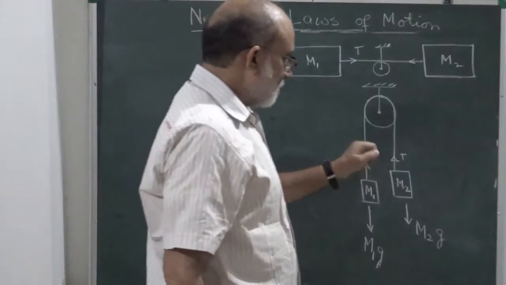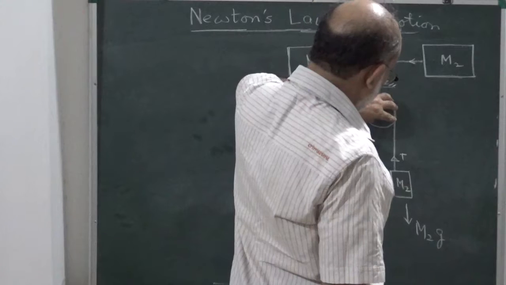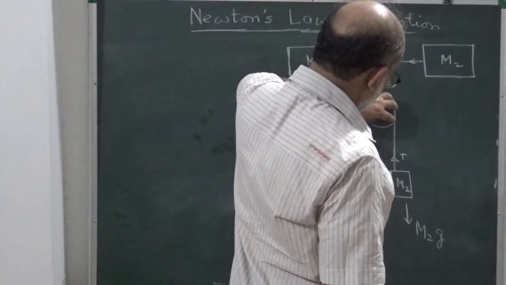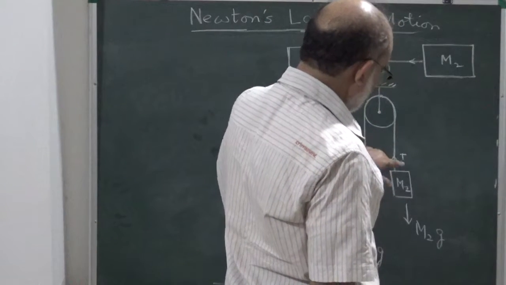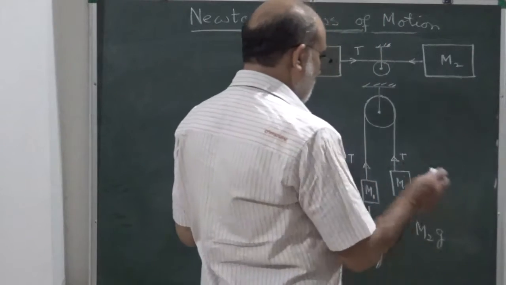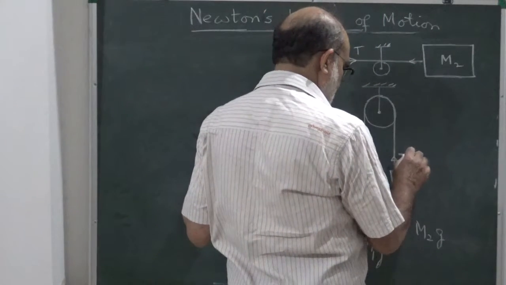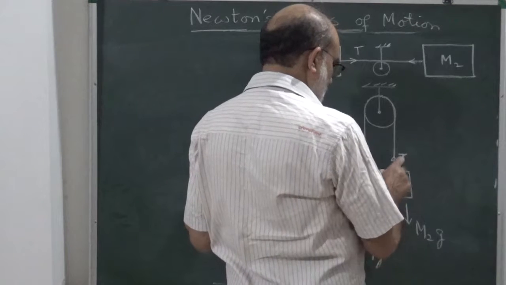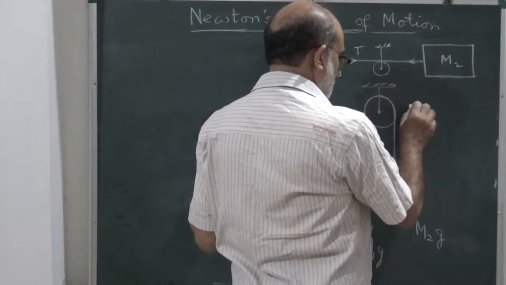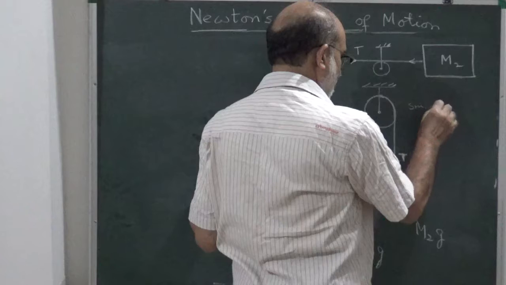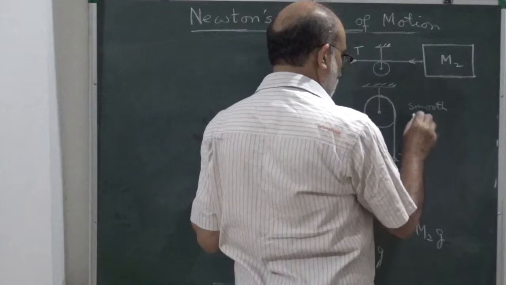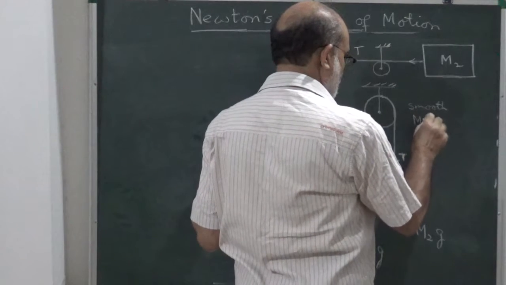Had the pulley had some friction, or the ropes had some mass, then the tension would be different, and that we will see in another case. But here we are supposing the pulley to be smooth and the ropes massless.